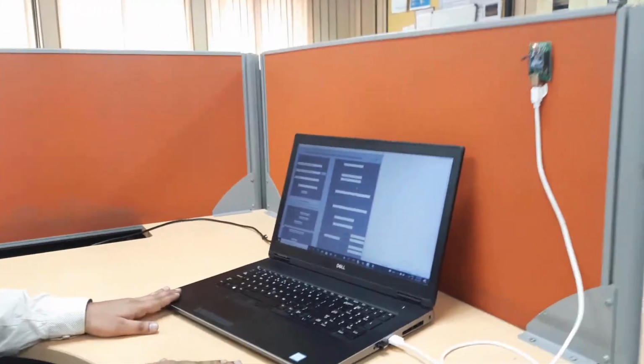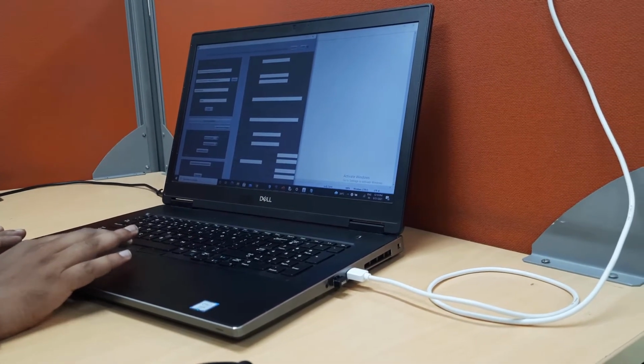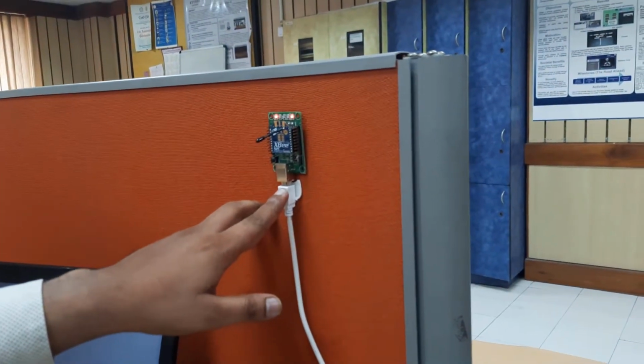This is our IIT Delhi Security Lab. At present, we are working on 5G security. I am working on the home network node. This is our home network node, which is connected with the radio module. We are using the Zigbee devices as radio modules.